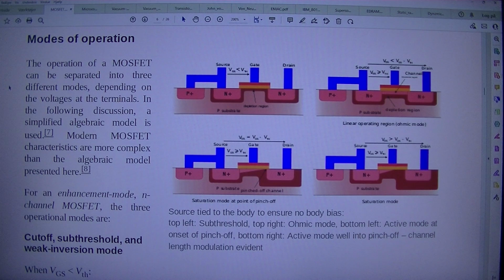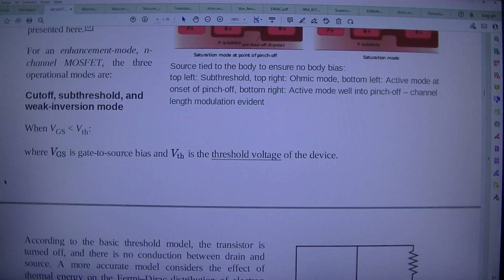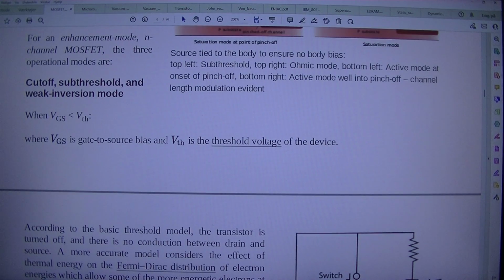The operation of a MOSFET can be separated into 3 different modes, depending on the voltages at the terminals. In the following discussion, a simplified algebraic model is used. Modern MOSFET characteristics are more complex than the algebraic model presented here. For an enhancement mode, N-channel MOSFET, the 3 operational modes are cutoff, subthreshold, or weak inversion mode when VGS is less than VTH, where VGS is the gate-to-source bias and VTH is the threshold voltage of the device.